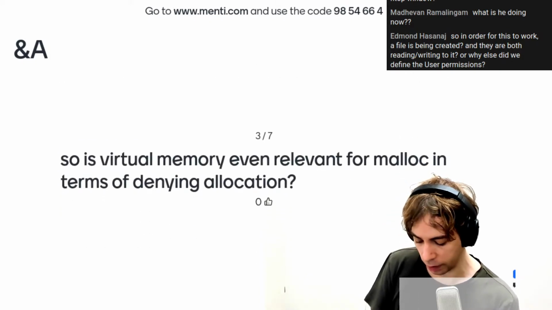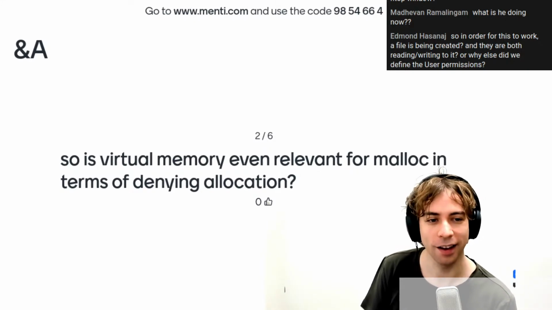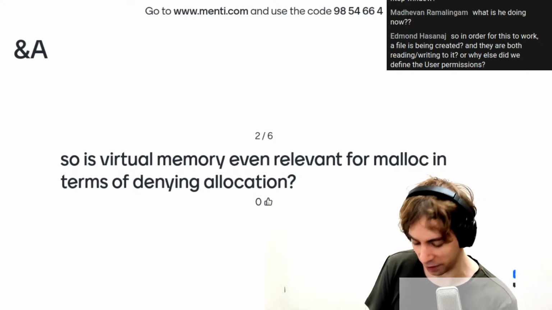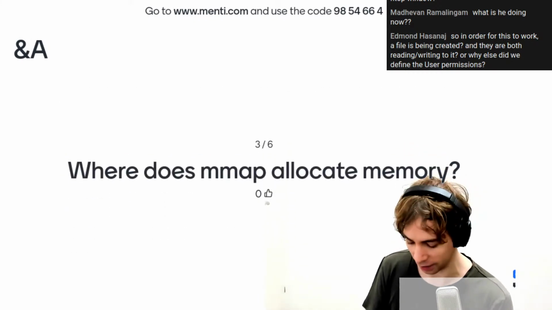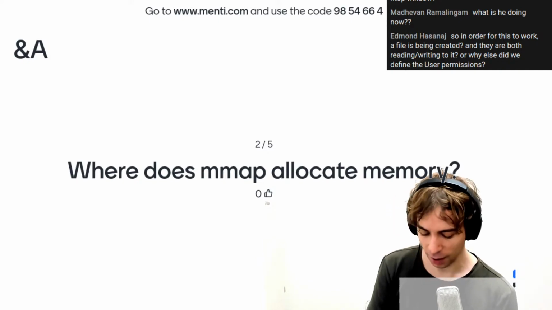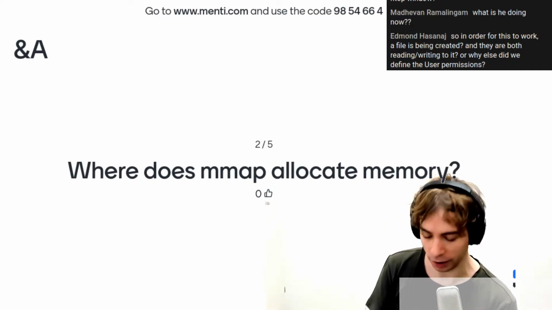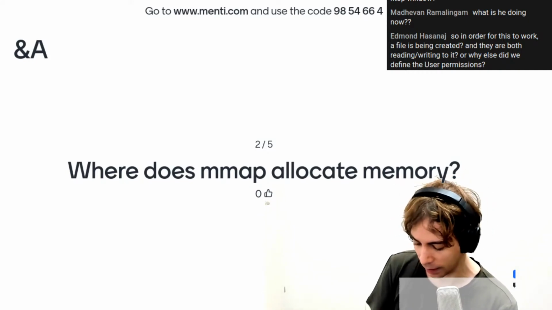So is virtual memory even relevant for malloc in terms of denying allocation? A very good question. You asked the right questions. I'm not answering it here, but it's a good question that you might want to answer in the design discussion. Where does mmap allocate memory? In the address space, somewhere in the address space.